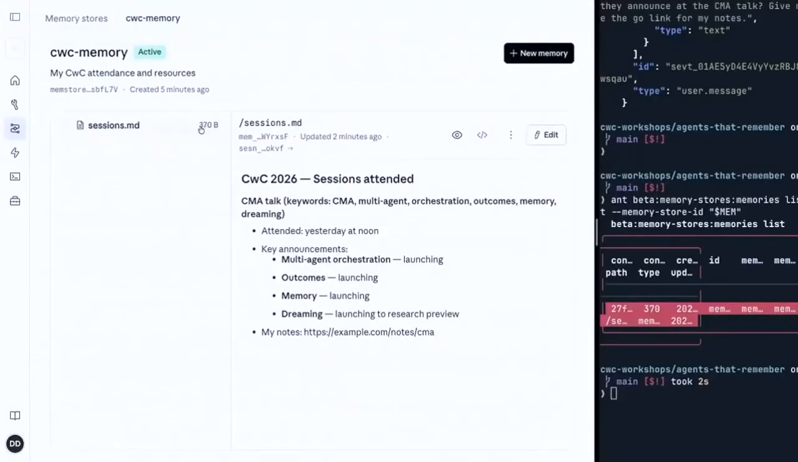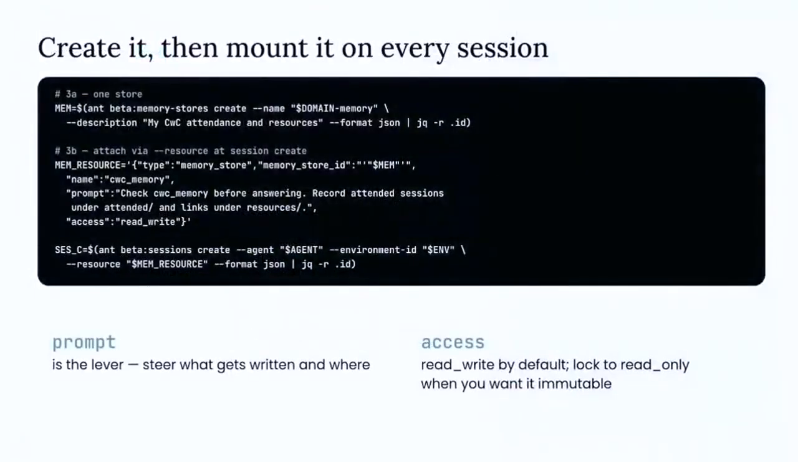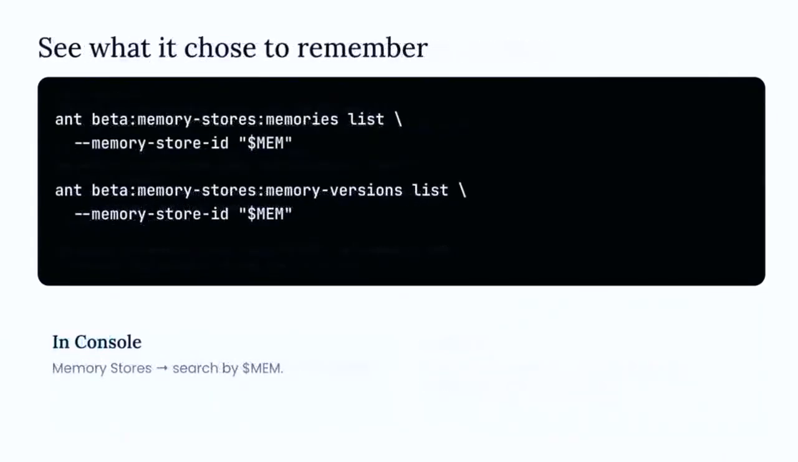OK, so I'm going to go back to the slides real quick. And as we just talked about, this is how you create a memory store and then mount it on a session that you want to use it on. Again, it's up to you to decide which of your sessions will use memory, which ones will not. We also saw how you can list memories and see what's currently in a memory store.